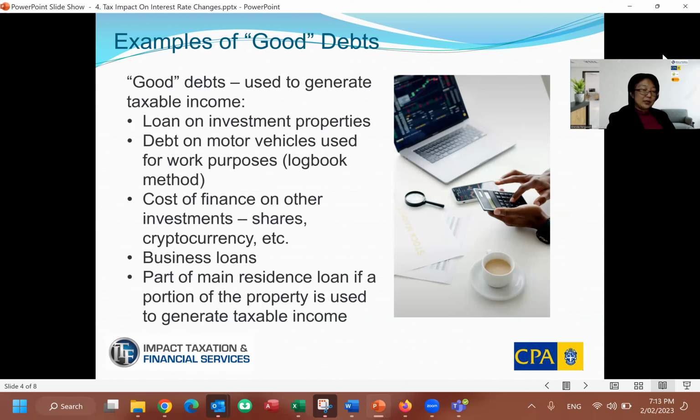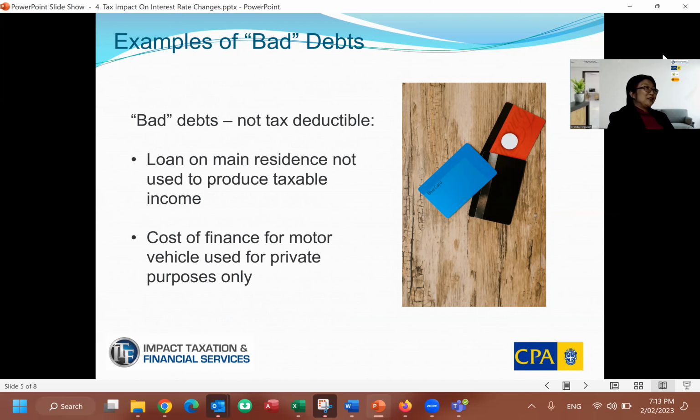So what are some examples of bad debts for tax purposes? A loan on your main residence that's not used to produce any taxable income. You don't have any taxable income, so you can't claim any deductions. Or the cost of finance for a motor vehicle used for private purposes only. Because it's for private purposes, you can't claim any deduction, as there's no taxable income. In the same way, if you have private loans that don't generate any taxable income, you can't claim the interest deduction either.